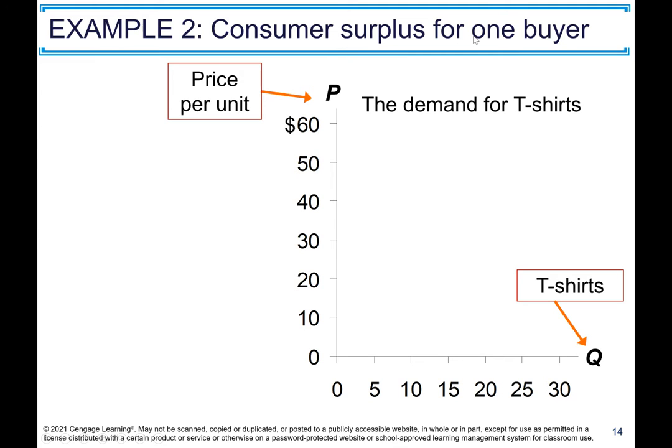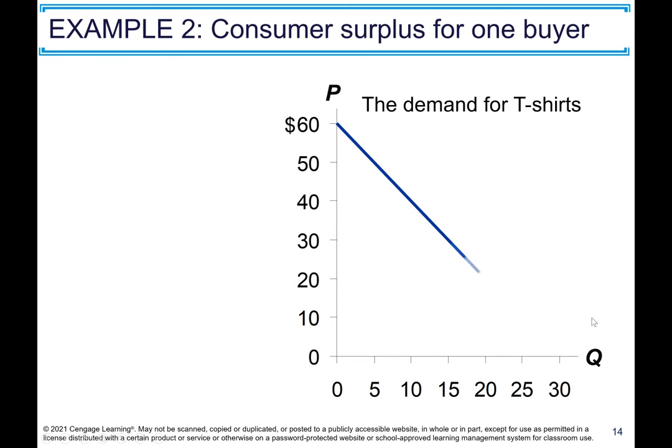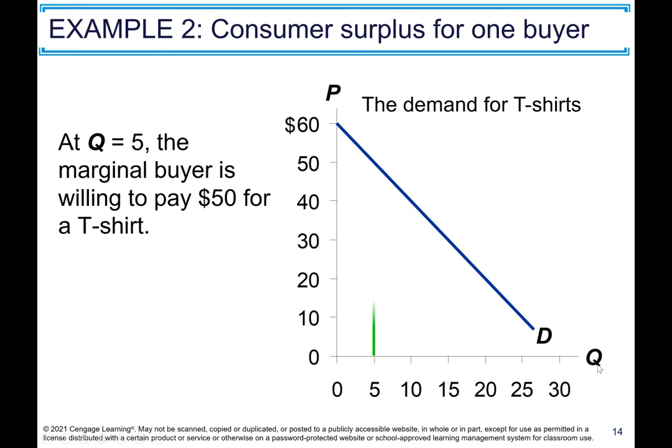Example 2, consumer surplus for one buyer. On the demand curve, price is on the vertical axis, quantity is on the horizontal axis. Now quantity is t-shirts. Straight line demand curve. At 5 units, or 5 t-shirts, the marginal buyer is willing to pay $50 for the t-shirt.